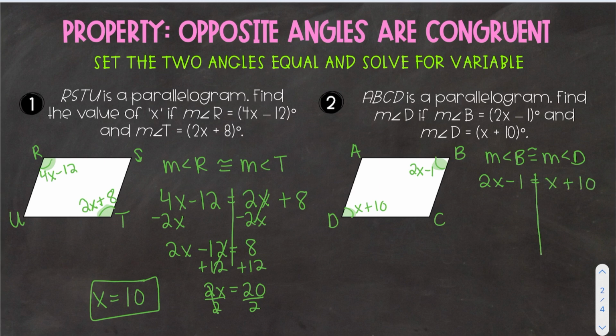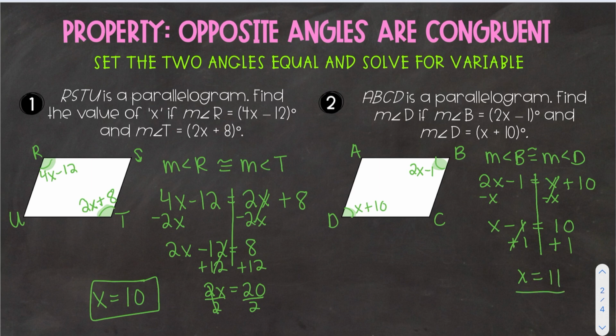So we're going to subtract x from both sides. Remember, you always move over the smallest variable. That's what I like to do. 2x minus x is just x, and we're going to bring down minus 1, and we're going to bring down 10. Next step is to add 1 to both sides. And so 10 plus 1 is 11.